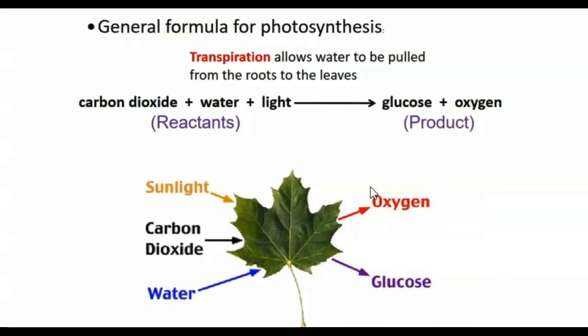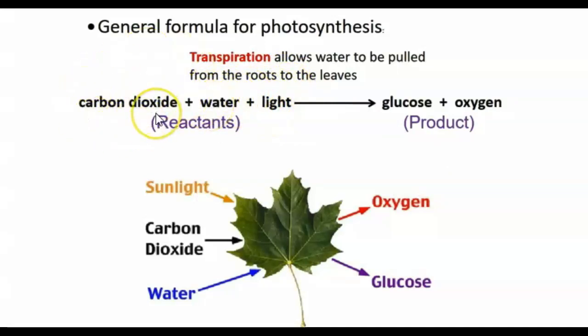The general formula for photosynthesis: again, we have our reactants on one side of our equation and our products, what's produced or made, on the other side of our equation, okay? So we have our light, our sunlight from the sun, principal energy source. We have our water, and we have carbon dioxide.